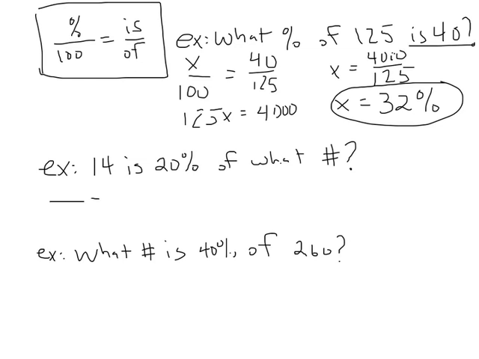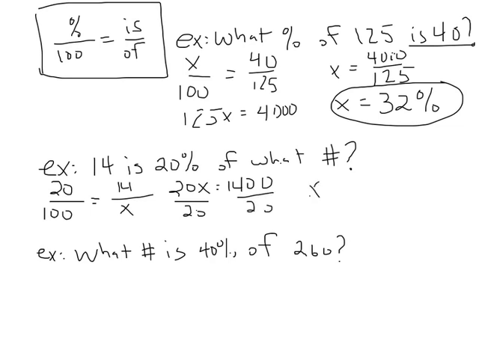The next examples we'll do a little quicker. The percentage is 20. 100 is always 100. 14 is. Of is the unknown. Cross multiply. 20x equals 1400. Divide by 20. And 1400 divided by 20 is 70. Notice I don't put a percent. We're not looking for a percent. We're just looking for a number.